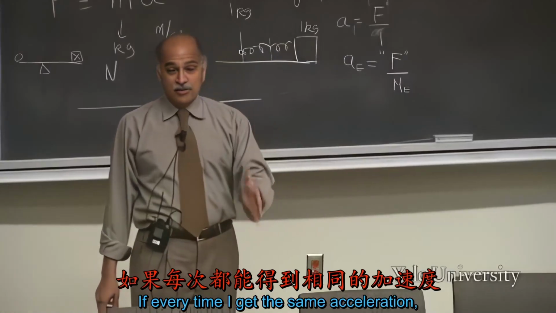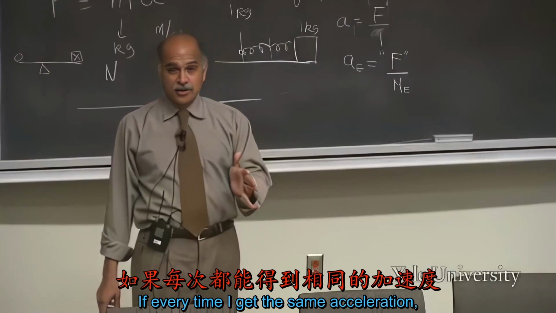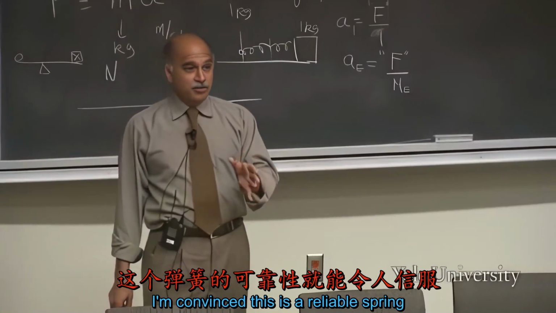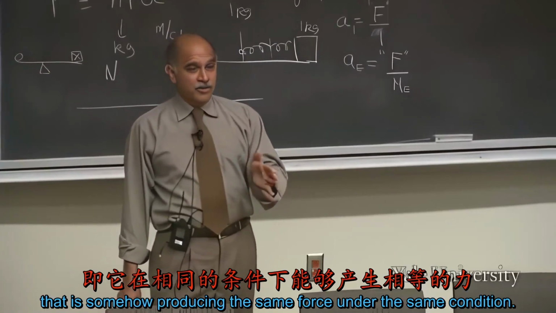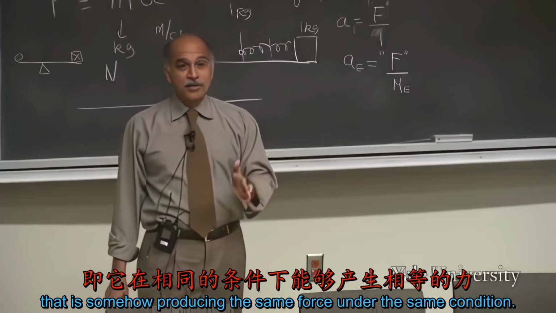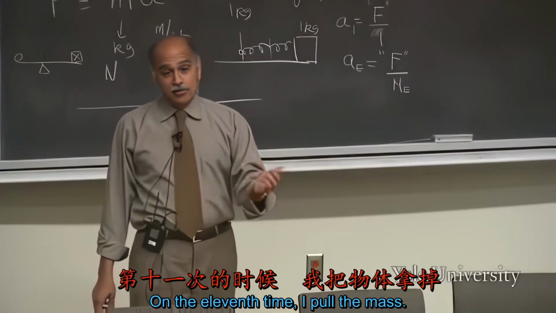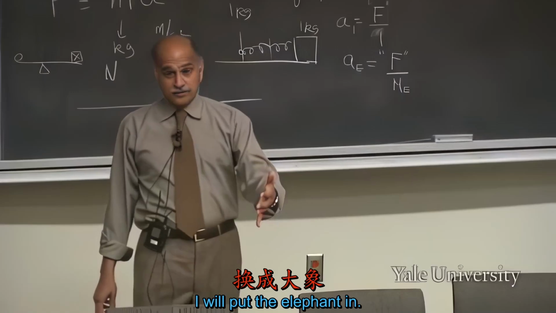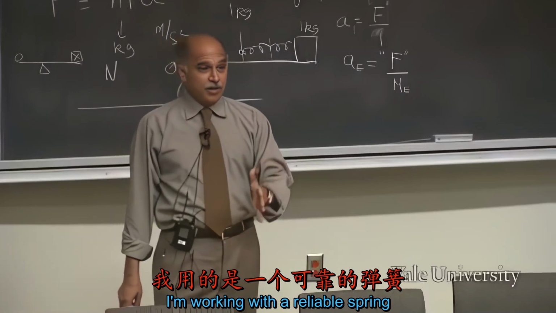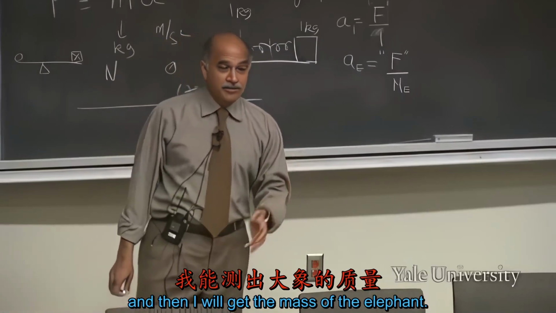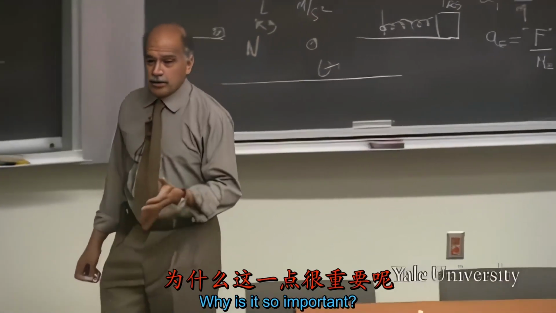I do it 10 times. If every time I get the same acceleration, I'm convinced this is a reliable spring that is somehow producing the same force under the same condition. On the 11th time, I pull the mass out and put the elephant in. I have some degree of confidence I'm working with a reliable spring, and then I will get the mass of the elephant.